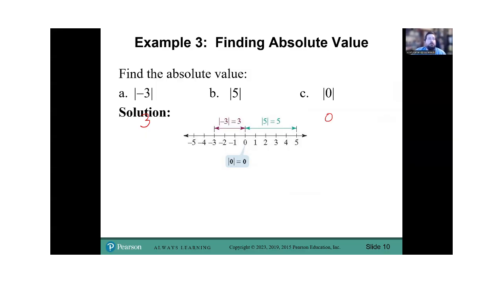If I graphically look at it, once again, this -3 is 3 spaces away. Positive 5 is 5 spaces away. And then that absolute value of 0 is 0 because it is 0 spaces away from 0.